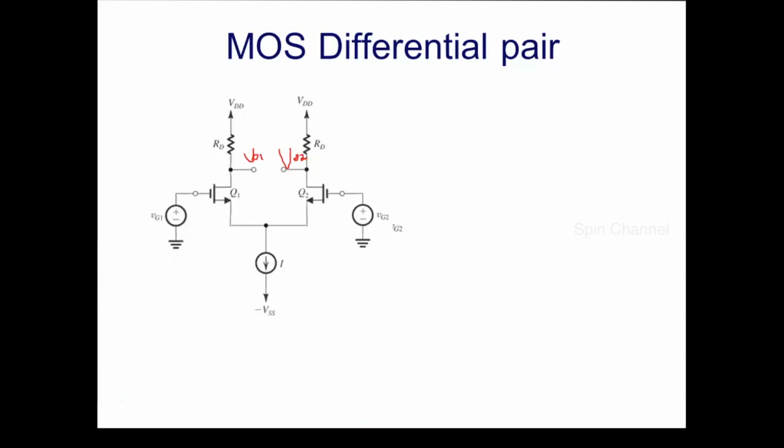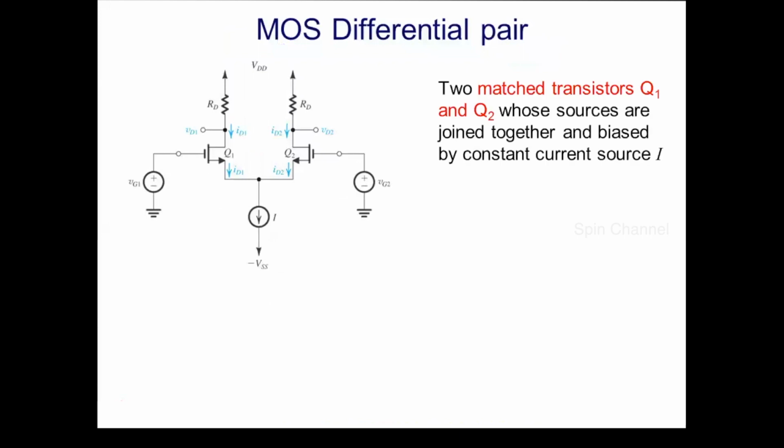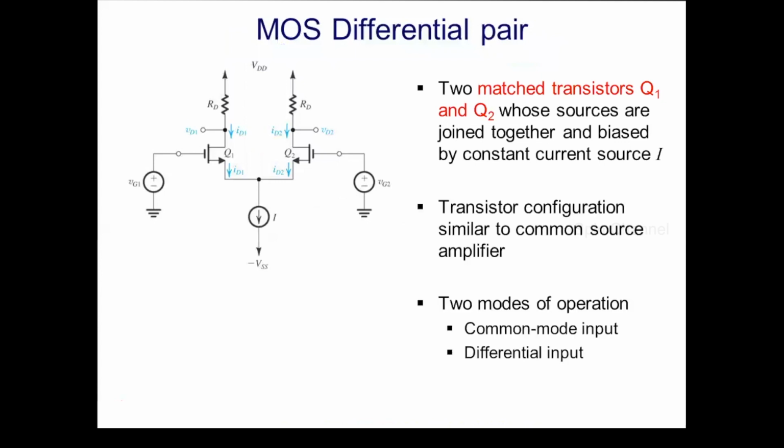Now, if each stage has the same DC biasing, then the currents at both stages are exactly equal. So we consider two MOSFETs, Q1 and Q2, to be exactly matched. Matched transistors means their parameters are exactly matched to each other. So the sources are joined together and biased by a constant current source. This makes an exactly symmetrical circuit, and it is much similar to the common source amplifier.